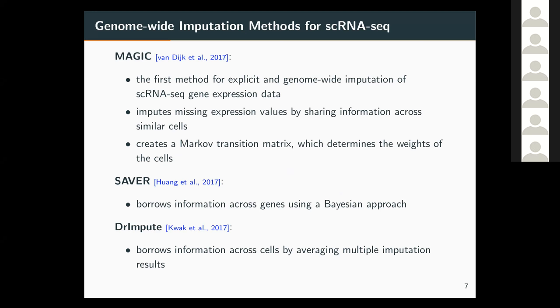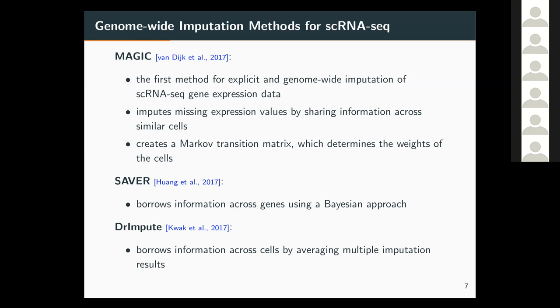Before our work, there is a method MAGIC on bioRxiv in 2017. It is the first method for explicit and genome-wide imputation of single-cell RNA-seq gene expression data. It imputes missing expression values by sharing information across similar cells using a Markov transition matrix, which is used to determine the weights of different cells.